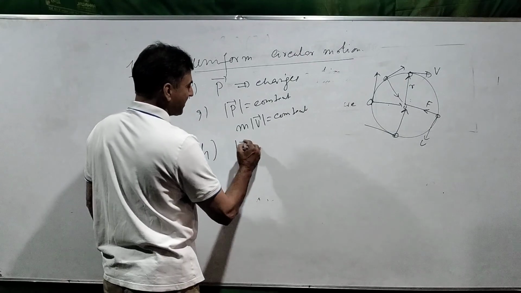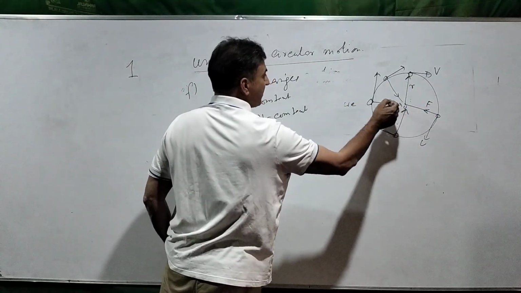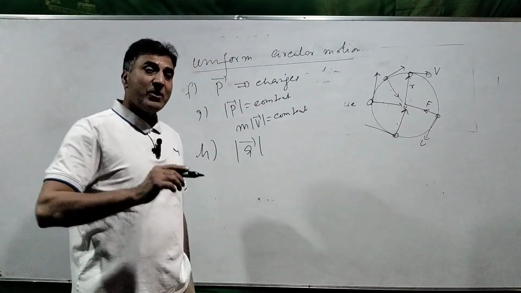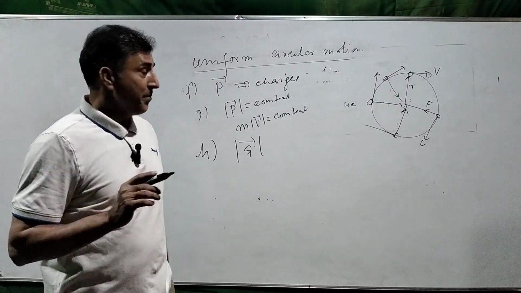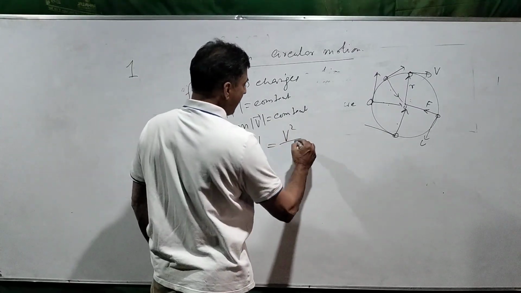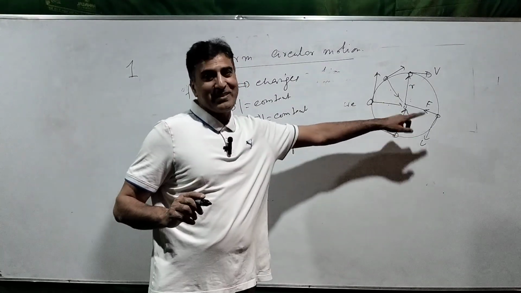What is the magnitude of acceleration? Of course, the direction of acceleration continuously changes. This is the direction, this is the direction, this is the direction, continuously changes. But the magnitude of acceleration in uniform circular motion remains constant. I'm talking about magnitude; direction does change. That is v square by r: square of the speed divided by the radius of the circle.